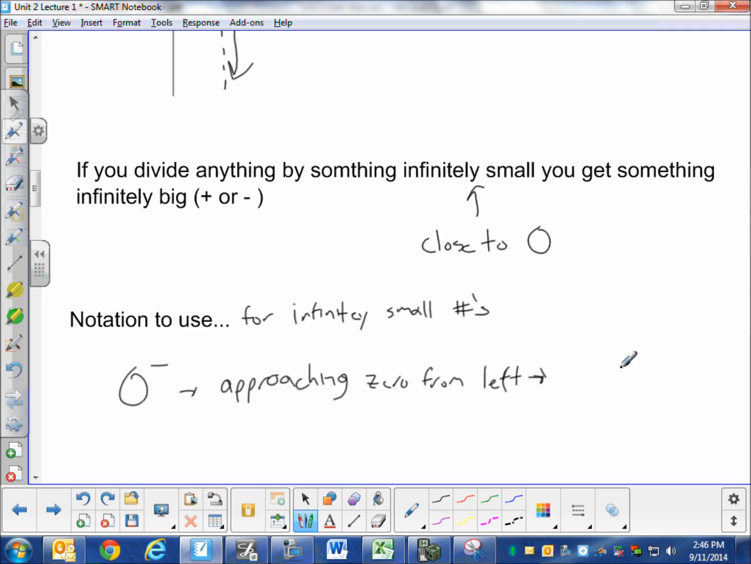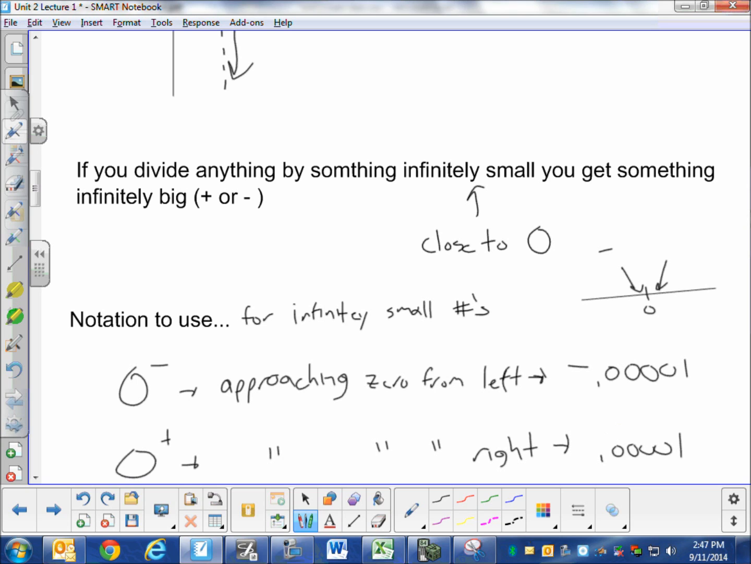Yep, but since it's from the left, it's got to be negative. Right? Think about a number line. If I look at a number line and I have 0, 0 from the left would be right here. That'd be a negative value. And of course, 0 with a plus sign would be approaching 0 from the right. That would be a positive, really small value, 0.0001.